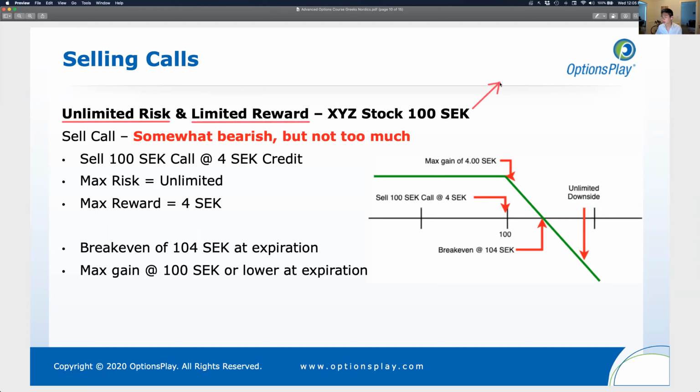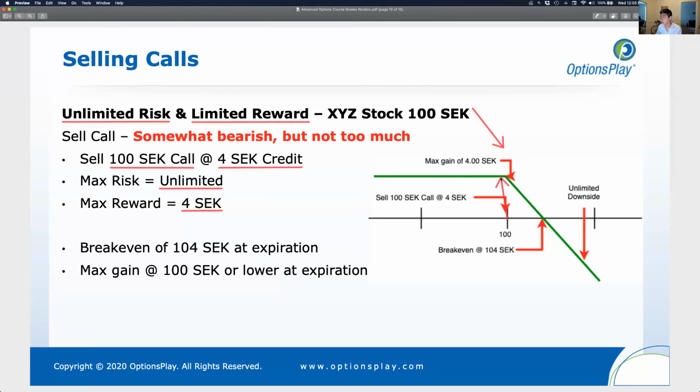So if you have stock XYZ trading at 100 crowns, you think the stock's going to move lower a little bit, then what you can do is sell a 100 crown call option, and let's say you collect 4 crowns for that call option. What you have is unlimited risk in exchange for just 4 crowns in potential rewards. And this makes sense if you think the stock's going to stay the same, move a little bit lower, or even if it moves a little bit higher, you're still going to make money. The only time you lose money is if the stock makes a big move to the downside. That's when you lose money on selling a call option.